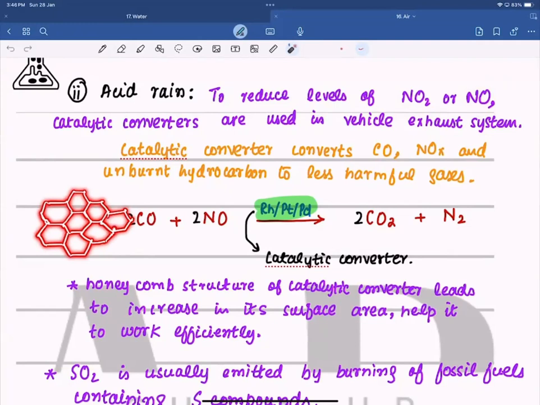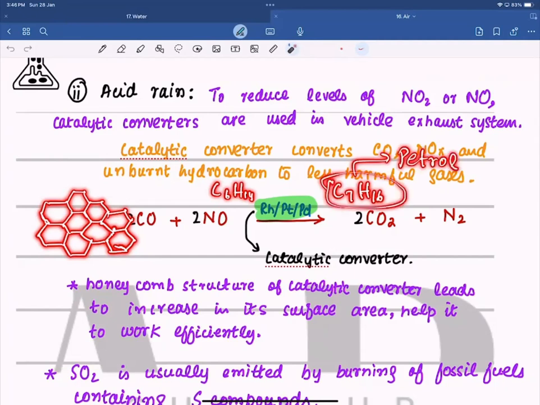Further, it will do one more thing. If there are unburned hydrocarbons, meaning the molecules of the hydrocarbons which were not combusted in the engine and escape to the exhaust, it can be like C6H14 or it can be like C7H16. Basically, this is the formula of petrol. Petrol has these molecules. If they are released in the atmosphere, they are also going to cause global warming, because if you see, they have carbon and hydrogen, like methane. So what this catalytic converter does is it also turns these into carbon dioxide and water as well.